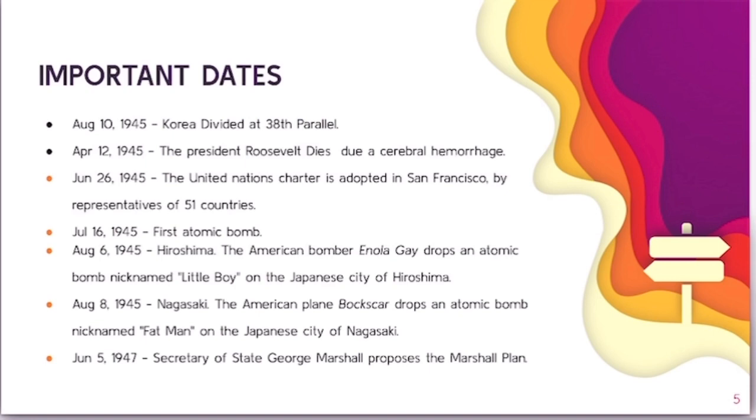Two days after the Hiroshima event, we have the Nagasaki one. The American plane Bockstar drops an atomic bomb named Fat Man on the Japanese city of Nagasaki. And another important date is June 5, 1947, when Secretary George Marshall proposed the Marshall Plan.